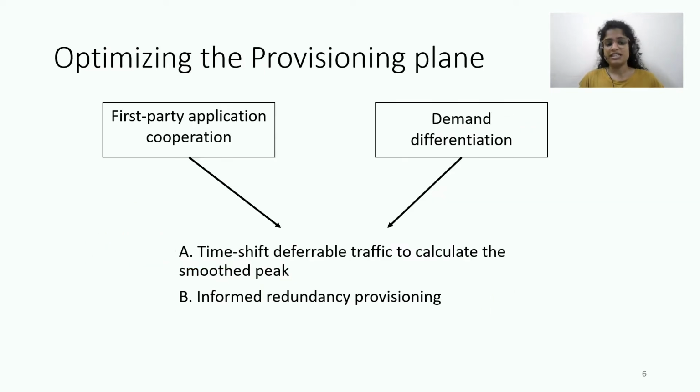So in the previous slides, we saw how cooperation between first-party applications and the network provider allows first-party applications to share richer explicit signals about their demands with the network provider. Now we will see how the network provider can utilize these richer signals to do more informed provisioning. We discuss two ideas for this.